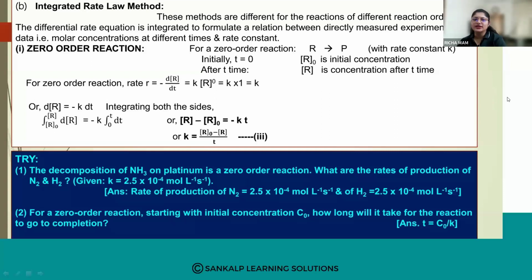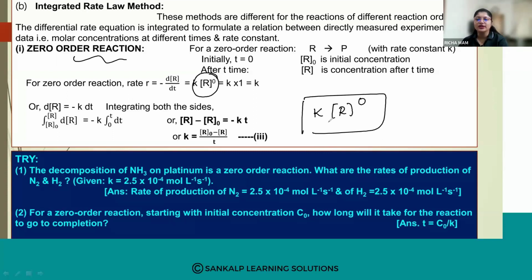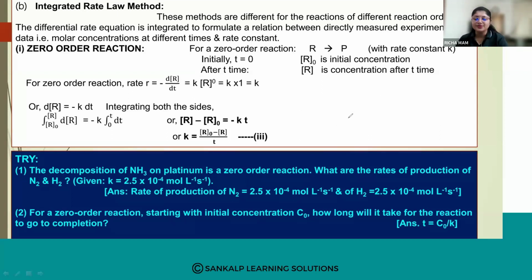So what is a zero order reaction? A zero order reaction is a reaction whose rate of reaction is proportional to the zero power of concentration of the reactant. Such an order is called a zero order reaction. So in a zero order reaction, the rate of reaction is independent of the concentration of the reactant.